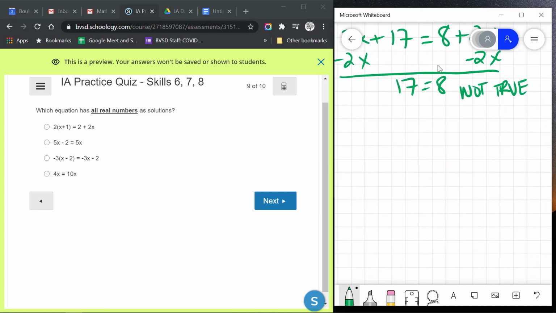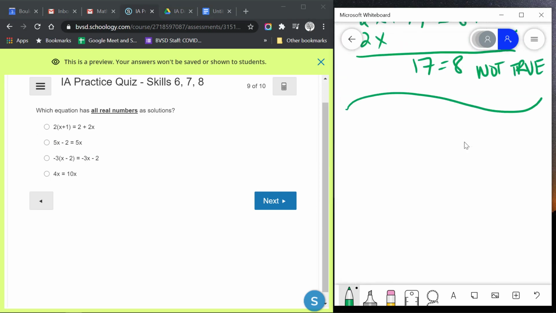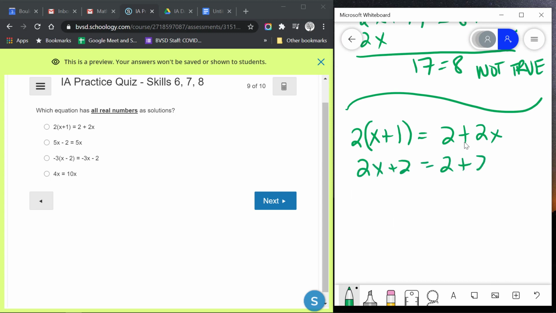Now this one asks which one has all real numbers as its solution. So let me simplify this a little. This says 2x plus 2 equals 2 plus 2x. I think you can see just from this step, no matter what I put in for x, these sides are always going to be the same. So every single number in the whole world works, right?